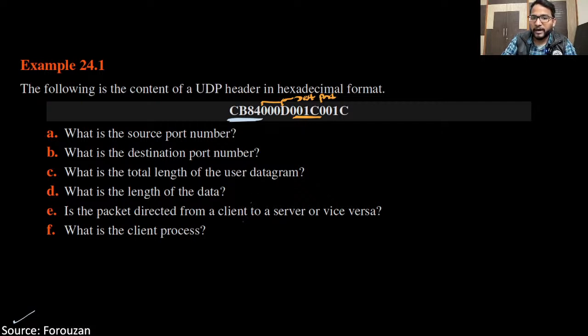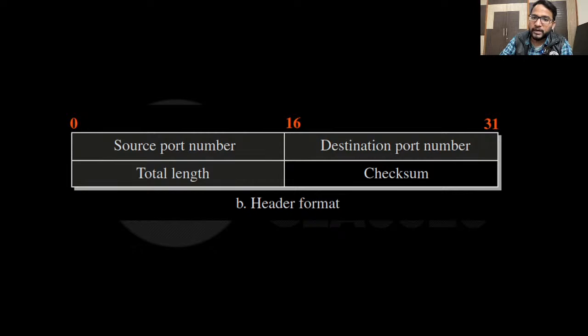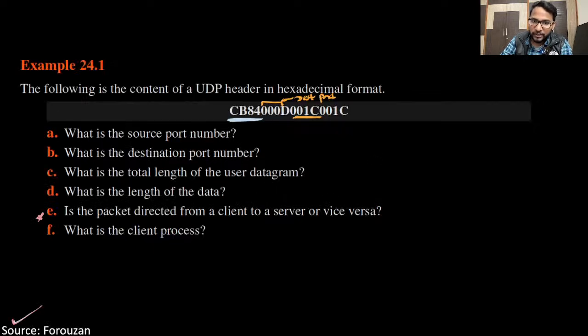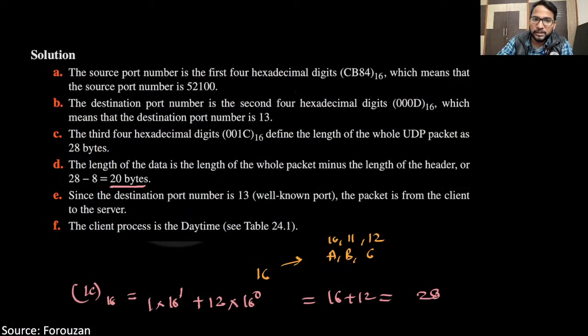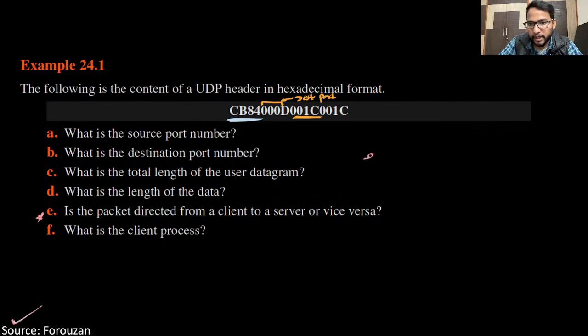Is the packet forwarded from client to server or vice versa? That's a very nice question, a very standard question that I have taken from Trojan. They are asking whether the packet is going from client to server or vice versa. So see here, the source port number and the destination port number are the initial fields. If you convert them to decimal, the source port number here is 52100, and the destination port number here is 000D.